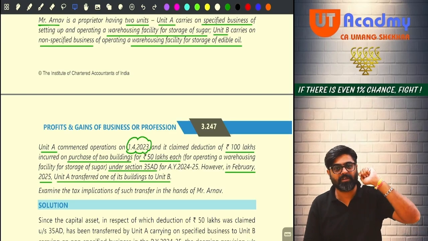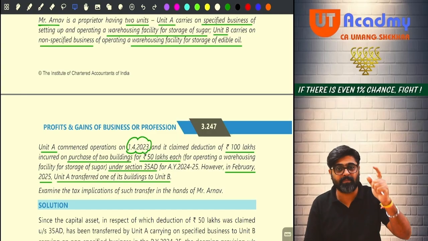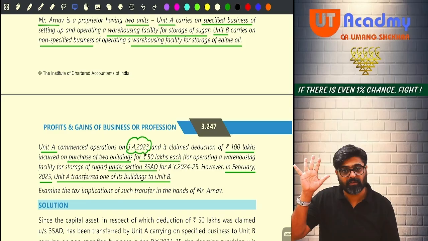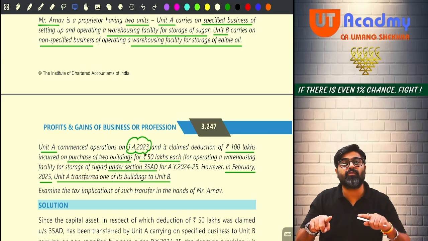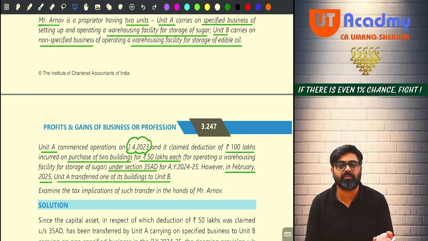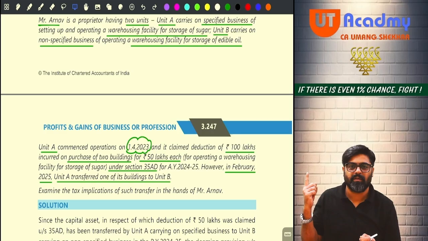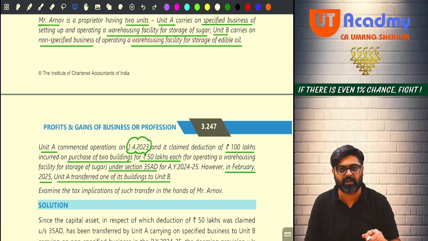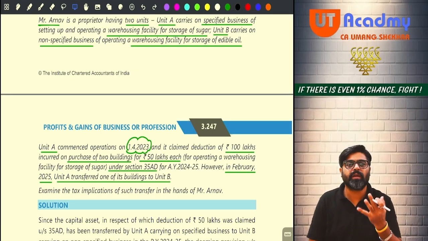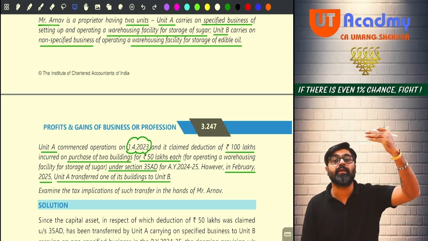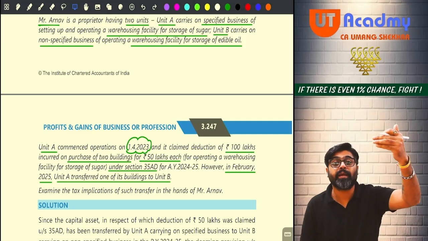As per section 35AD, subsection 7B, the actual cost of that asset allowed under section 35AD, 50 lakhs, minus the depreciation for the period for which it was actually used for that specified business. In our case, only 1 year, 23-24. The depreciation is 10% of 50 lakhs, 5 lakhs. Minus that, you will get 45 lakhs. That 45 lakhs will be treated as deemed PGBP income in unit A business.